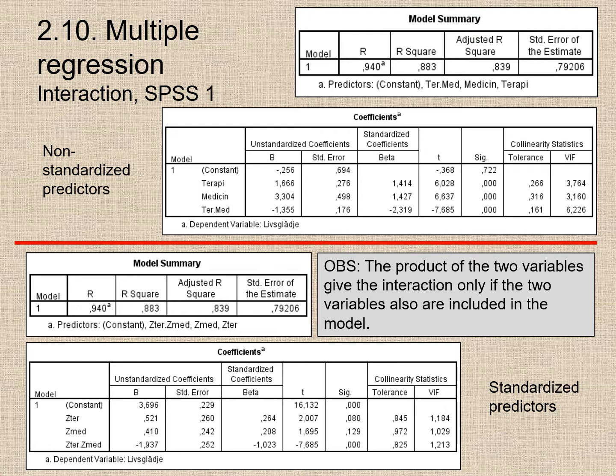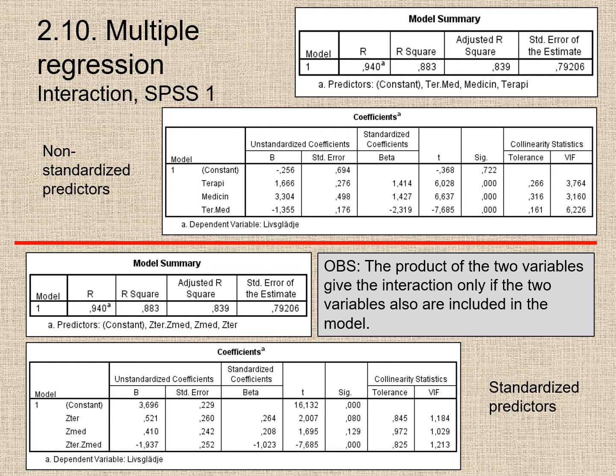Intercept, 3.7. What does it mean? When do we predict life satisfaction to be 3.7? Notice the difference here, for instance. In the first model, the intercept is minus 0.3, and here it's plus 3.7. What is the difference?